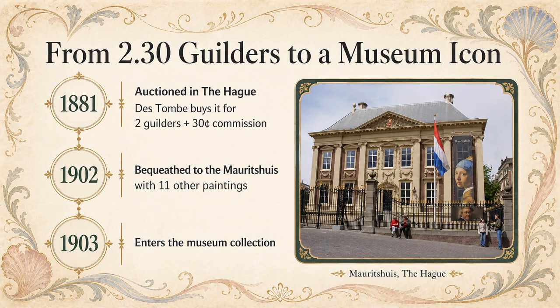The painting's later history is just as remarkable. In 1881, it appeared at an auction in The Hague, darkened and in poor condition. Arnoldus Andries des Tombe bought it for 2 guilders plus a 30-cent commission. After his death in 1902, he bequeathed it and 11 other paintings to the Mauritshuis, where it entered the museum collection in 1903. A nearly forgotten little painting had begun its second life as a public masterpiece.